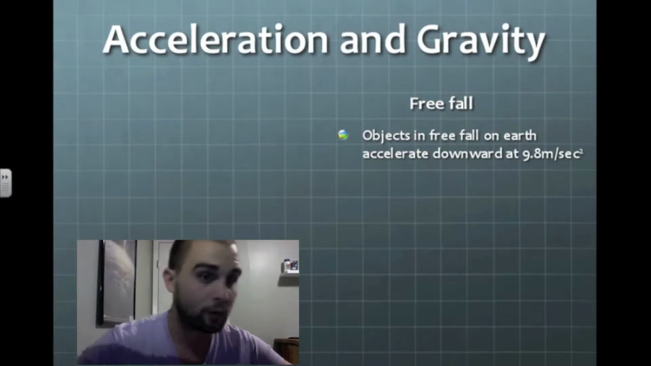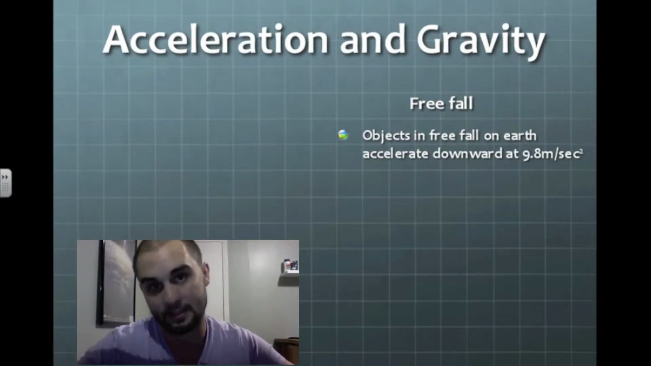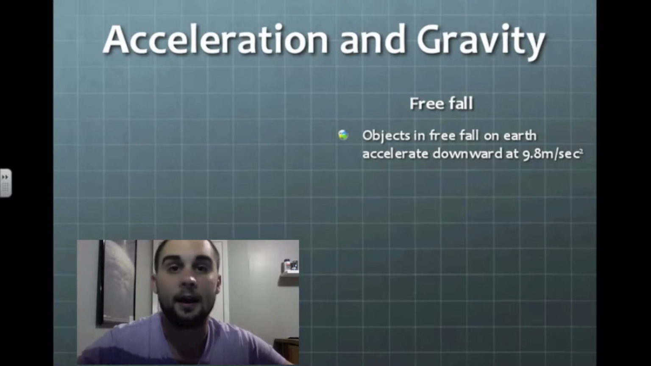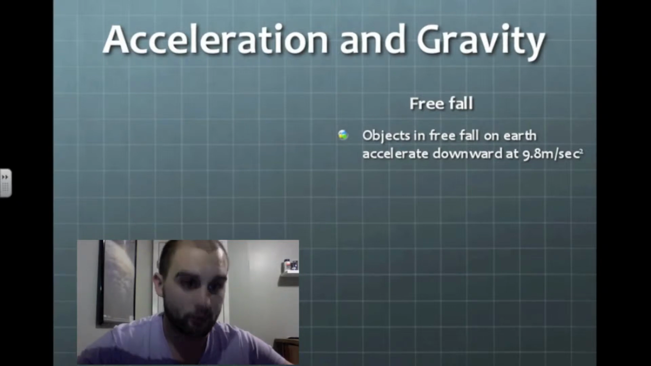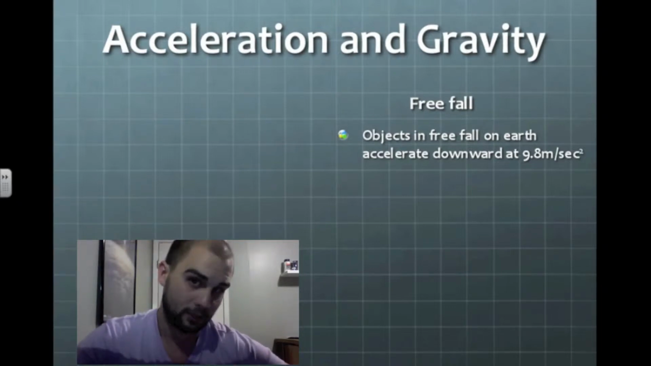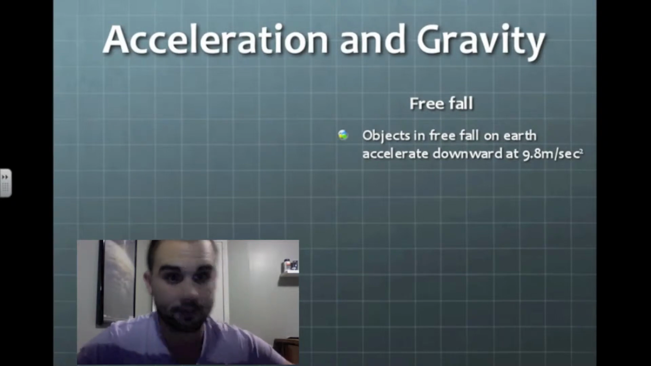If we would go to the moon, that would change because the moon has less mass than the Earth. So its gravitational pull is going to be less. If we go to Jupiter, it would have a greater gravitational pull because its mass is much larger than Earth's.